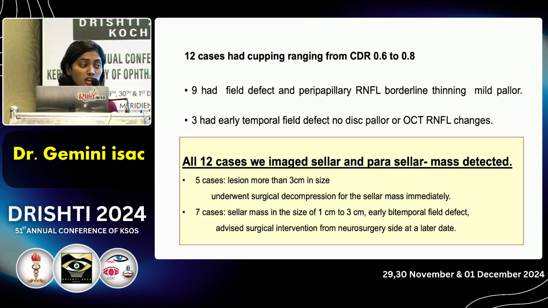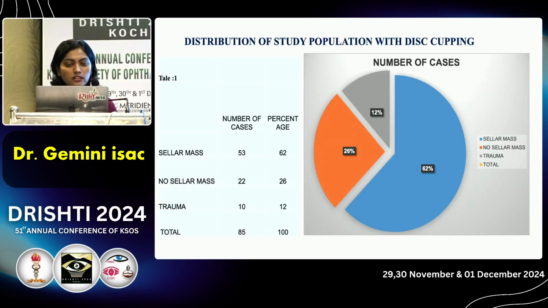And the 12 cases which were detected from our outpatients: 9 had field defect and OCT RNFL changes along with pallor, 3 had field defect only, with no pallor or OCT changes, but we imaged all 12 because they had either field defect or OCT changes. In the 12 cases we imaged, we found cellular or paracellular masses. Surprisingly, 5 cases, more than 3 centimeters in size, immediately got a date for surgery, and 7 cases with very small lesions, less than 3, got a very late date for surgery.